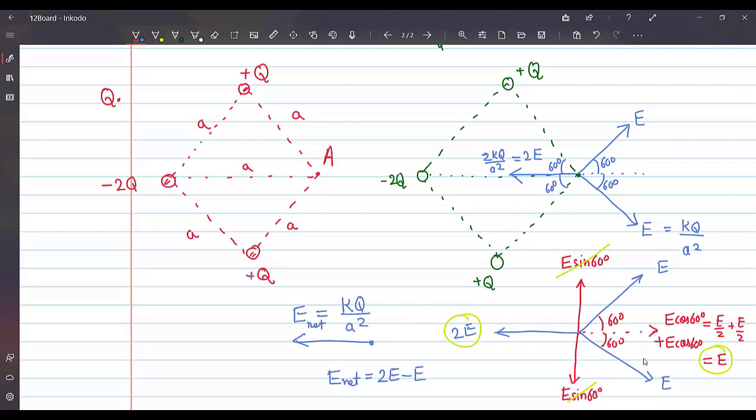We'll make a short note on, yeah. Sir, how is it 2E on the left side? Because charge on this is 2Q. Charge on the negative charge is 2Q. So 2Q gives 2KQ upon A square. I have defined KQ upon A square as E. So 2KQ upon A square will be 2E. Yes sir, understood.